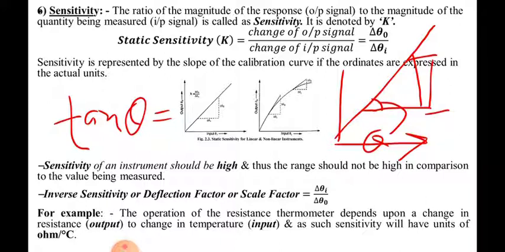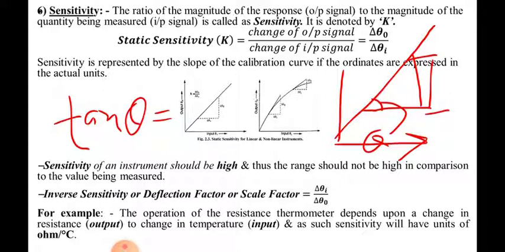Inverse sensitivity is nothing but the reciprocal of the sensitivity. Static sensitivity K equals delta theta O upon delta theta I. Just take the reciprocal: inverse sensitivity, or deflection factor, or scale factor, is equal to delta theta I upon delta theta O. That is nothing but the reciprocal of sensitivity.